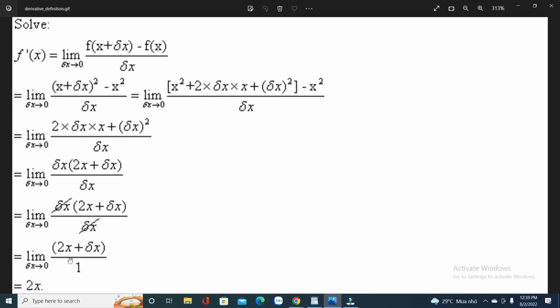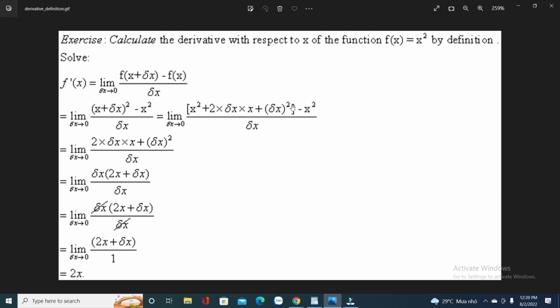Well, in this case you just have to replace wherever you have delta x with 0. So what we are left with is 2x over 1. So the answer is 2x. Therefore, the derivative of f(x) equal to x squared is 2x for any x.